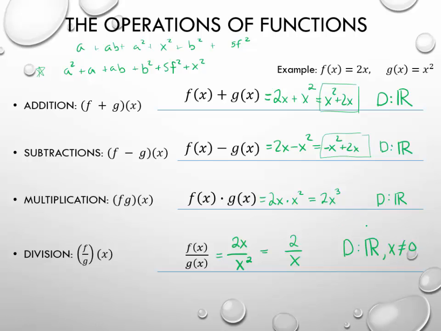If it was in interval notation, that would be from negative infinity to 0, union 0 to infinity. And all of these would be negative infinity to infinity. Okay, any questions about that?